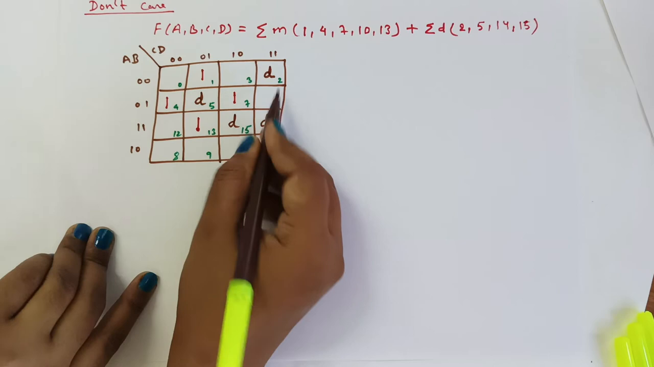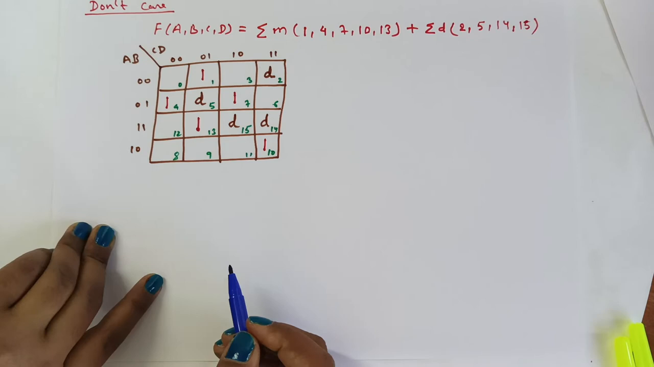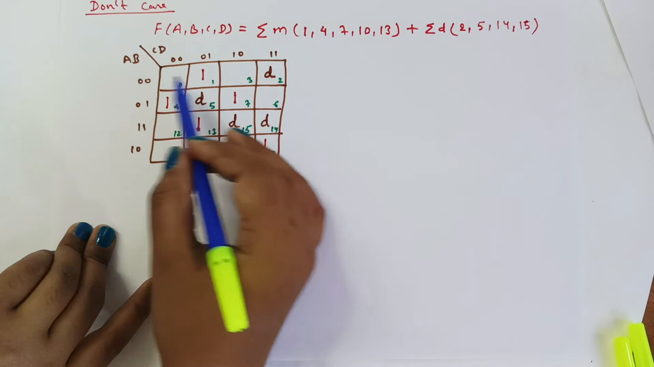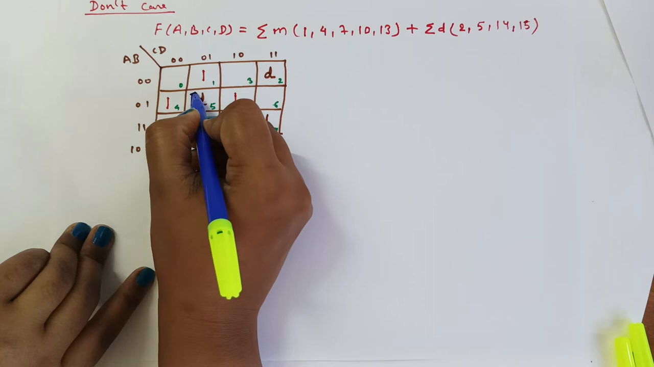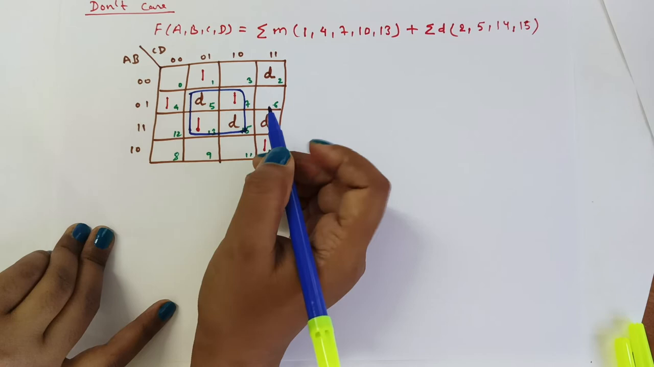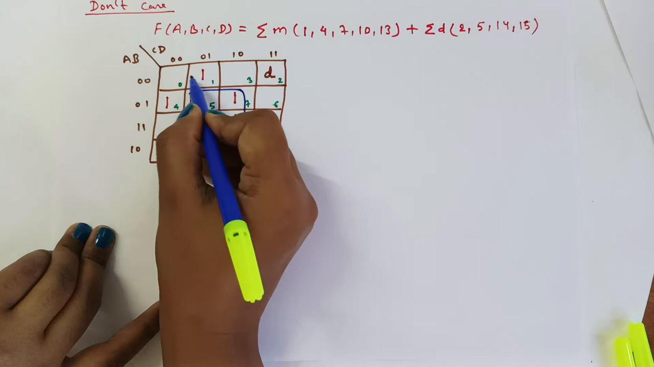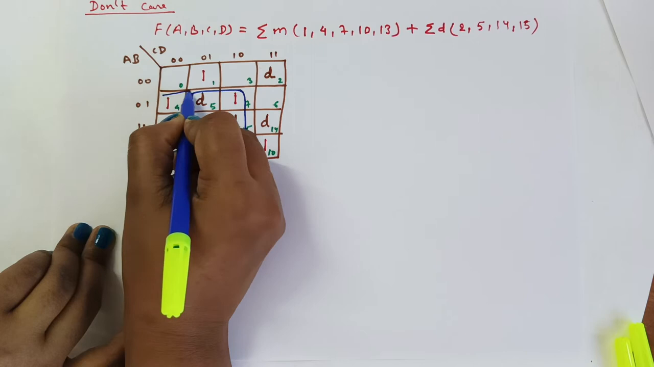Now we will group it. So group of 8 is not possible. Or 4 corners are not possible. Group of 4 is possible here. So we will consider this D as 1, because we need it to be 1 to group it as group of 4. So this will be 1 group. Now there are 3 more ones left. So this one can be grouped with this D, and this one can be grouped with this D.